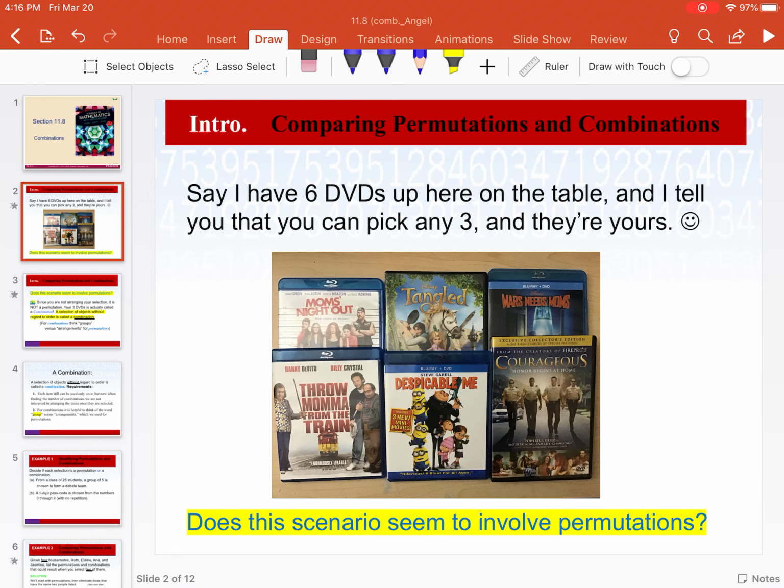Well, I hope you said no, because you're picking 3. I didn't ask you to arrange them in any specific order. I didn't say, show me your first, second, and third choices. I just said pick 3. That group of 3 DVDs is what we call a combination, not a permutation. A permutation would involve arranging them in some order, for display, by preference. But this problem does not say that. It doesn't imply that. So, no, we have what's called a combination in this scenario.